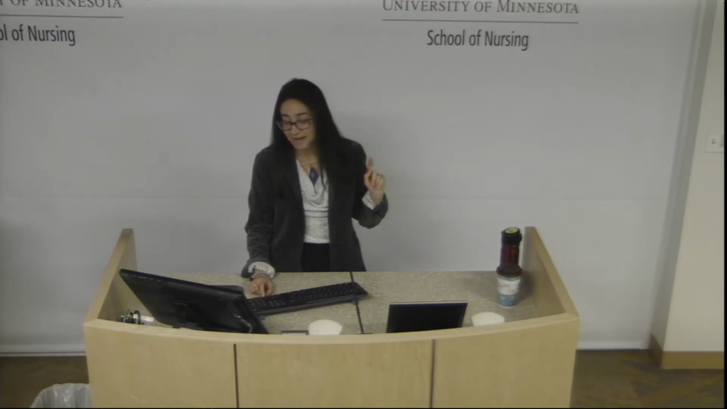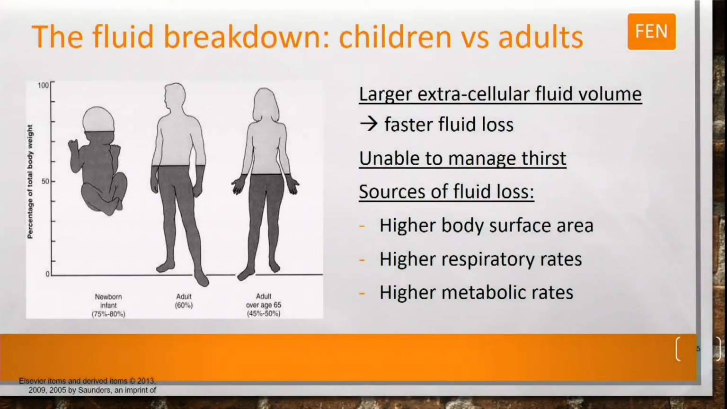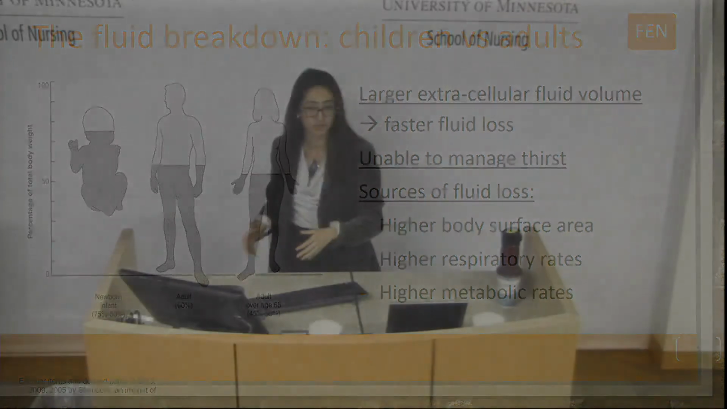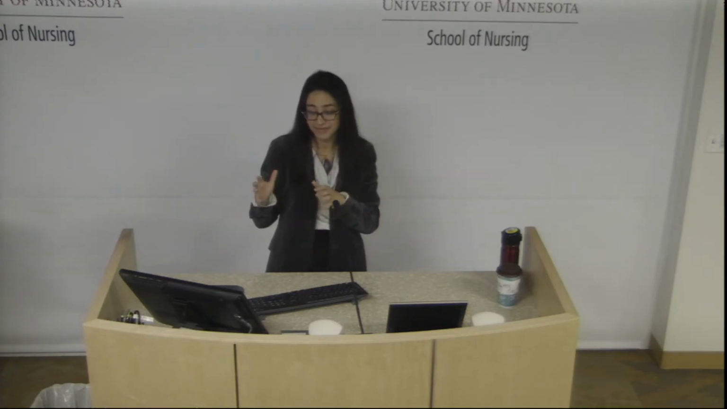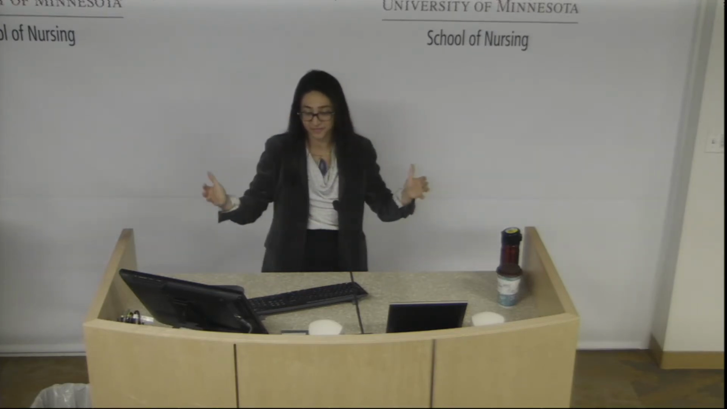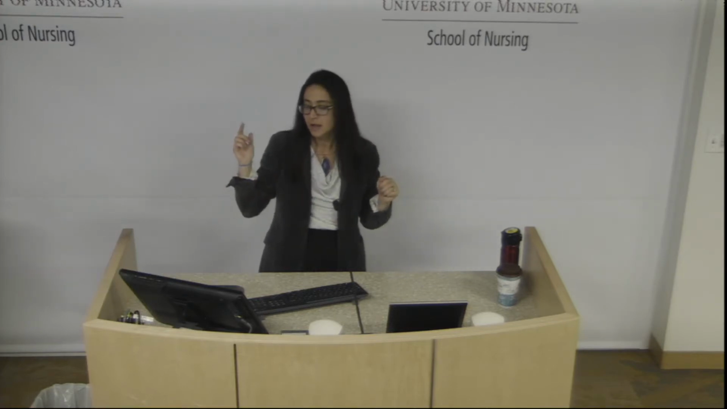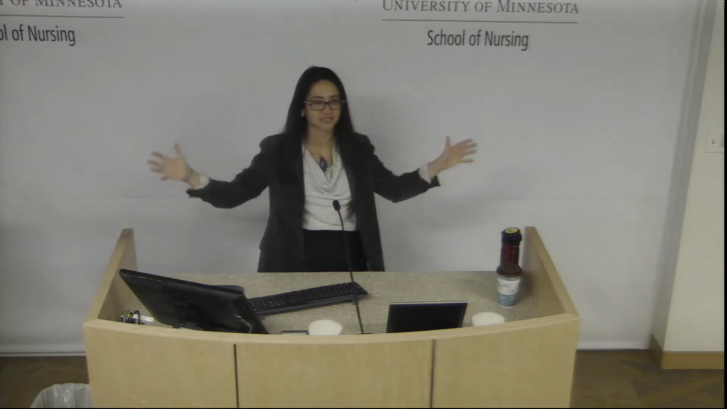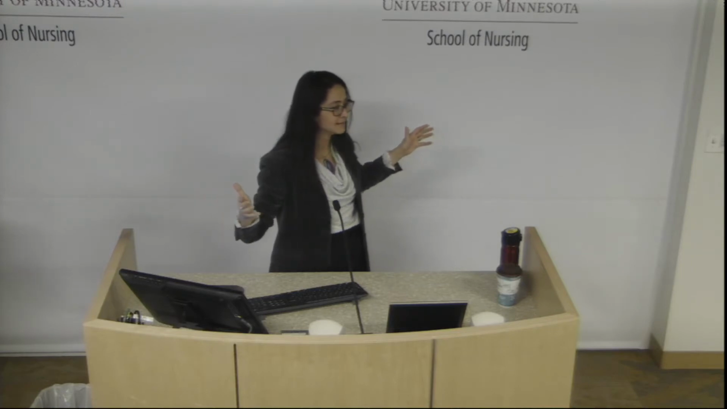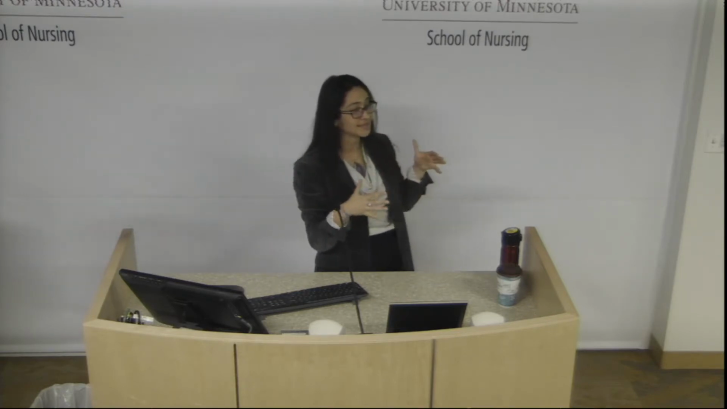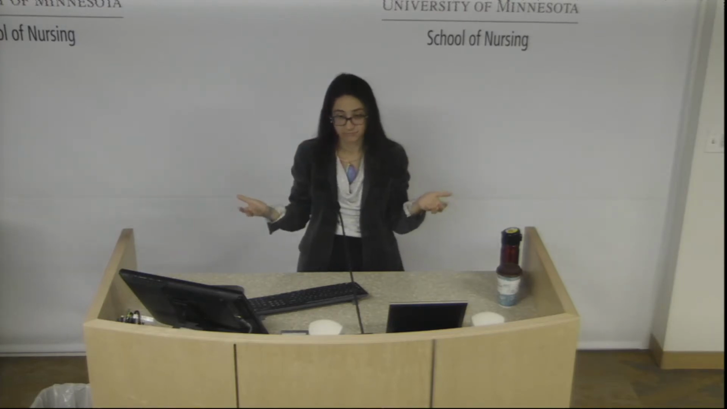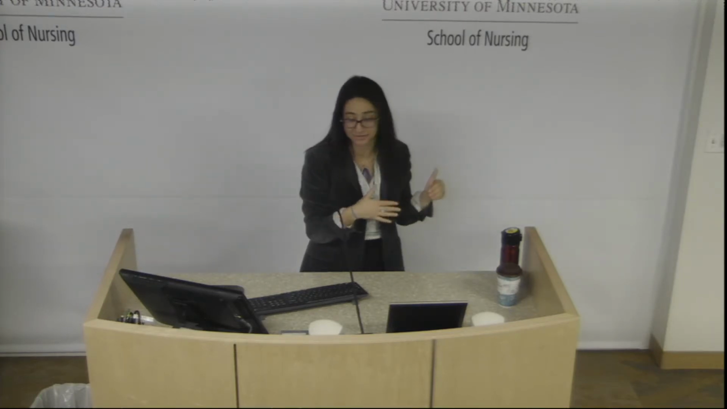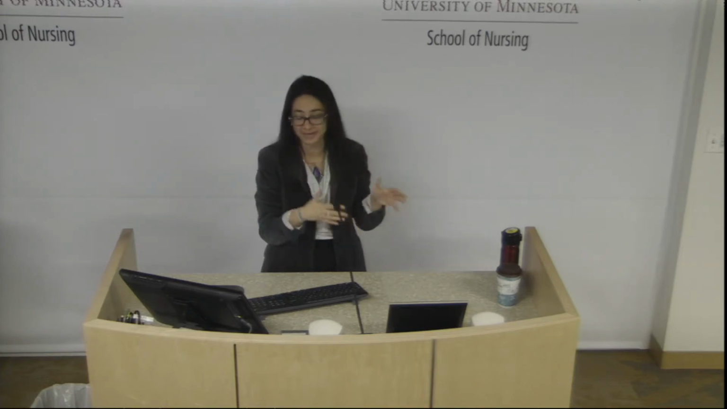Okay, child with fluid and electrolytes and nutrition. So, first of all, I want to talk a little bit about the differences between children and adults. Children are not just tiny adults, as you guys know if you've ever interacted with one. The big picture here is with respect to the fluid breakdown, they are also different. Children have a larger extracellular fluid volume. What does that mean? It means that there's more fluid in the extracellular space, not in the cells, but outside of it. That actually leads to some issues because they can lose fluid faster.